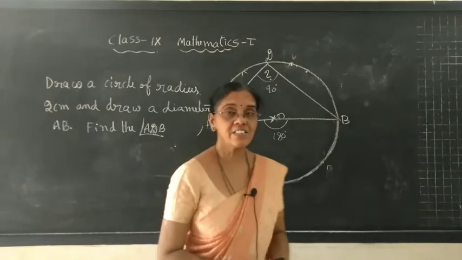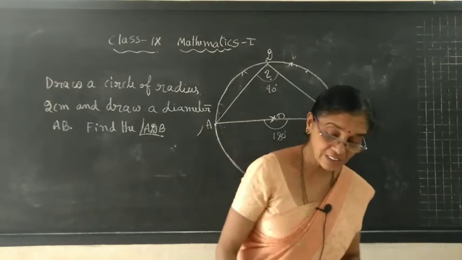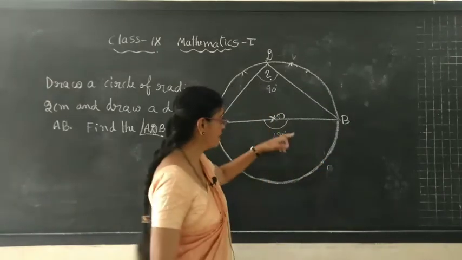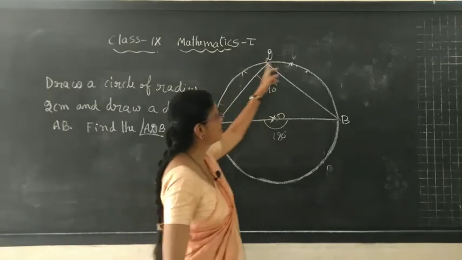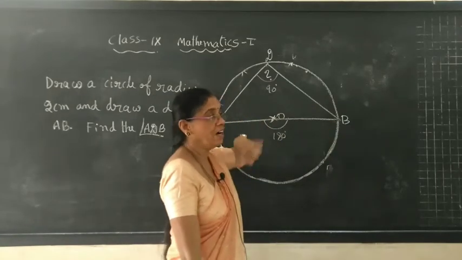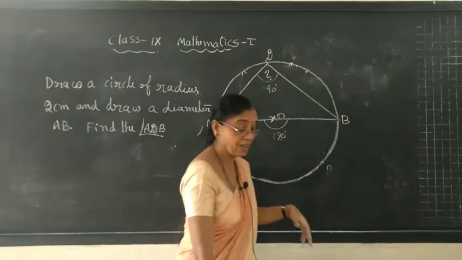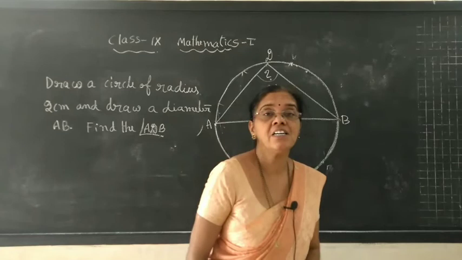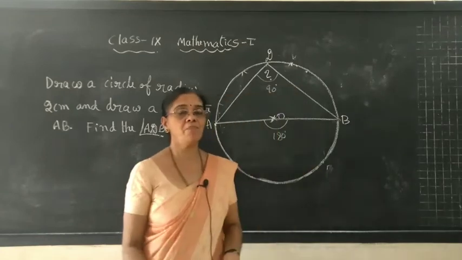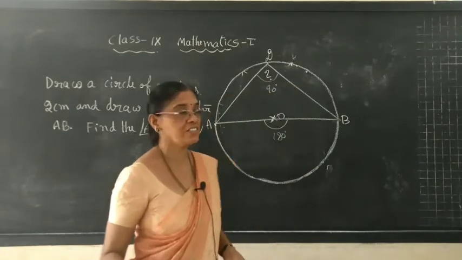So, all the angles, however many angles you draw in a semicircle, this is nothing but a semicircle, half of the circle, always its measure is 90 degrees. Any angle, okay? Angle in a semicircle is 90 degrees. That is the second point we get using yesterday's theorem.